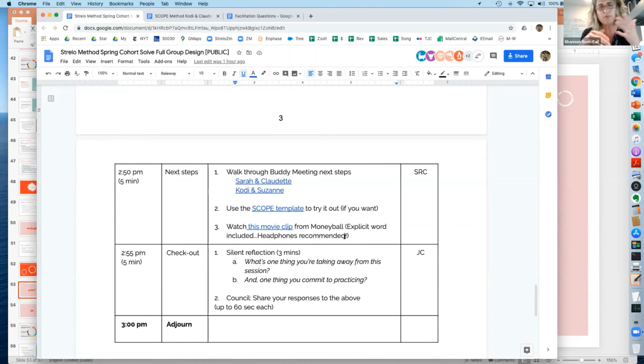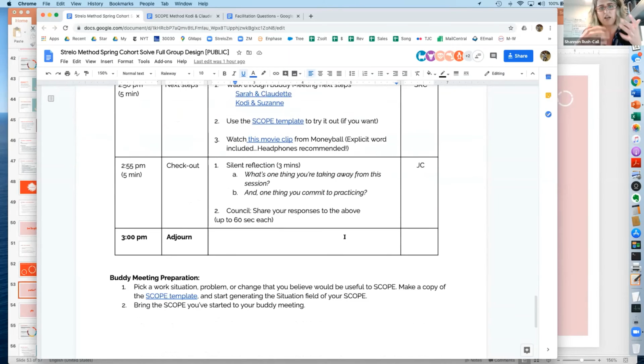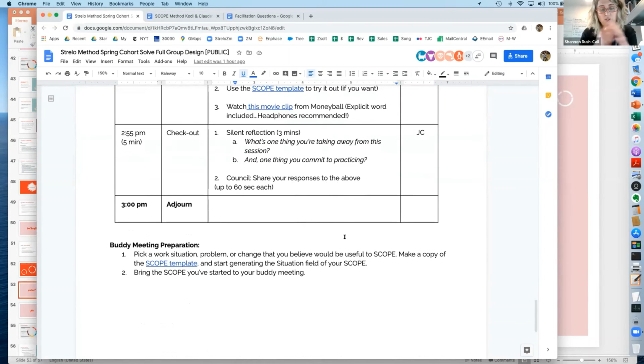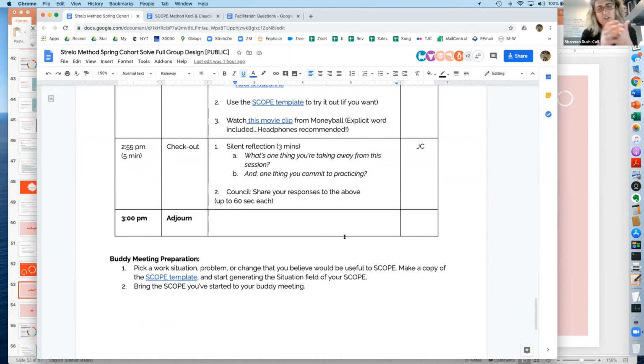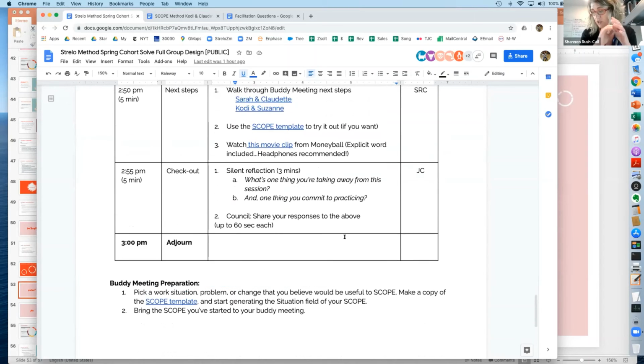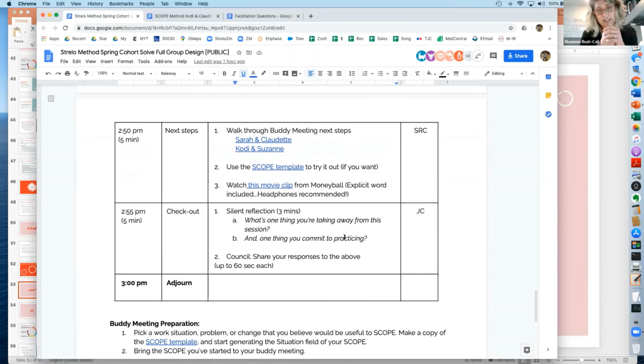Do your own pre-work in terms of generating the context for the situation in your scope template, and bring a beginning of that to your buddy meeting. And then in your buddy meeting, you have some directions and you've now had the experience of facilitating each other through the scope process. So those are the high level next steps.